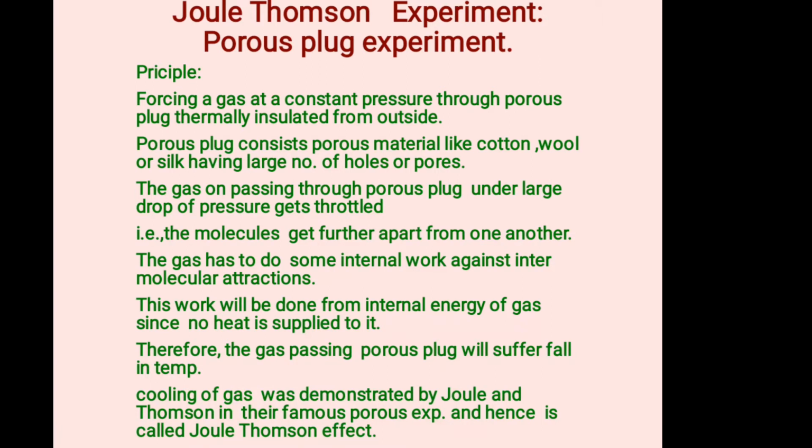The gas on passing through the porous plug under a large drop of pressure gets throttled. That means the molecules after passing through the porous plug get further apart from one another. Before passing through the plug, the molecules were very close to each other. After passing through, the molecules move away from one another. So for this to happen, the gas has to do some internal work to overcome the intermolecular attraction. This work will be taken from the internal energy of the gas itself, since no heat is supplied to it.